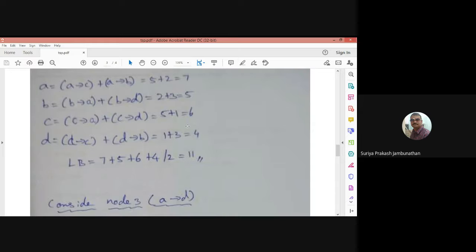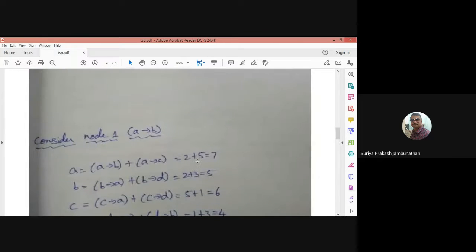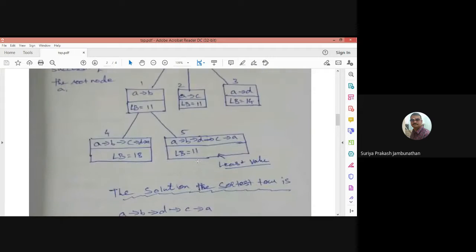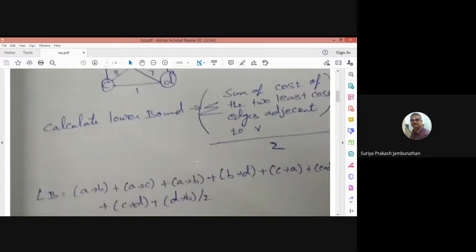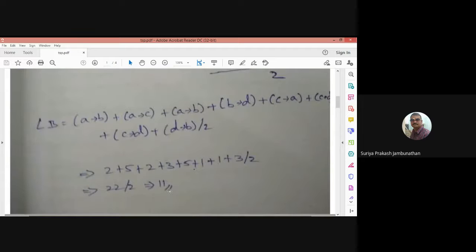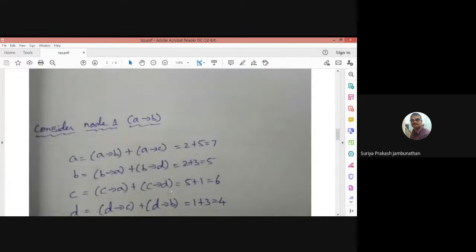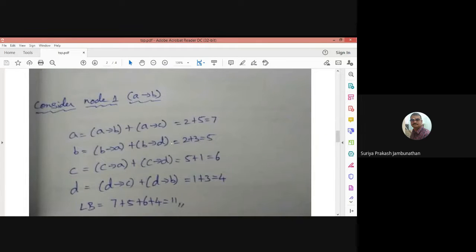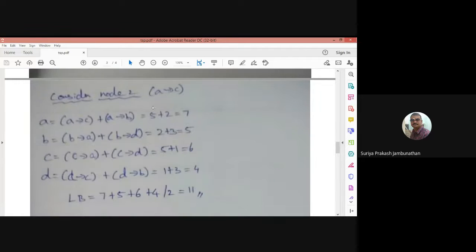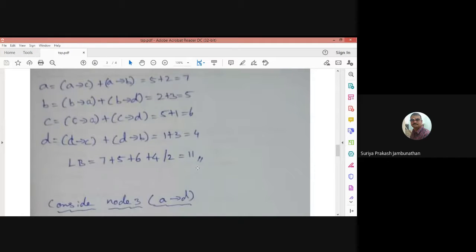So adding all these 4 values, we are getting 7 plus 5 plus 6 plus 4 divided by 2. So we are getting 11 again. So the answer we are getting here for the overall tree is the least value, 11. And when you are identifying for A to B, we are getting 11. When you are identifying for A to C, that also we are getting 11.